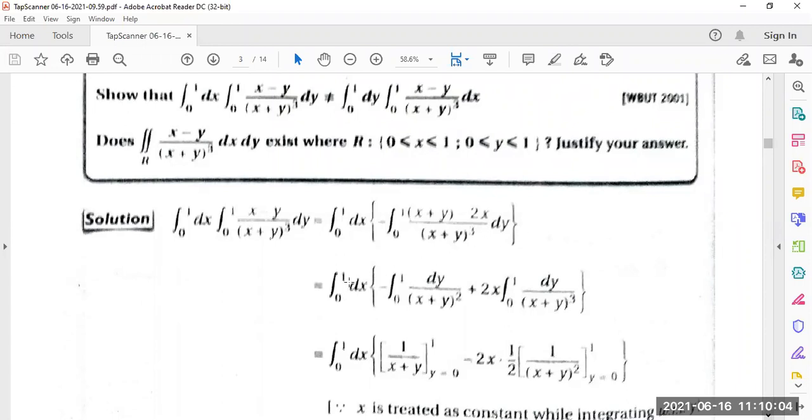Yes, sir. Then they have taken 0 to 1 dx minus 0 to 1. They have taken this by this into this by this. Actually, it is x plus y minus 2x. It can be written as x plus y minus 2y, 2x. At first, they have taken the minus, then this x minus y will be y minus x. So y minus x can be written as y plus x minus 2x. So we have here one minus sign, right?